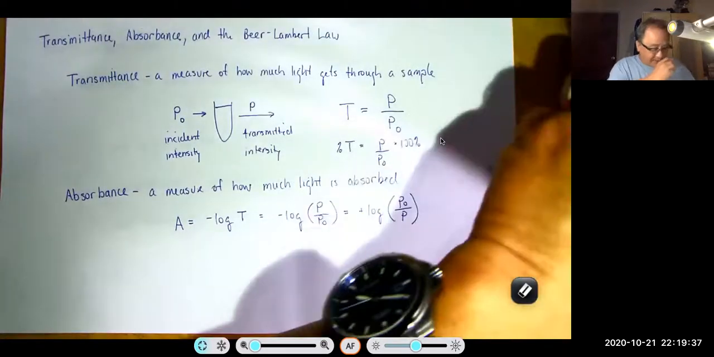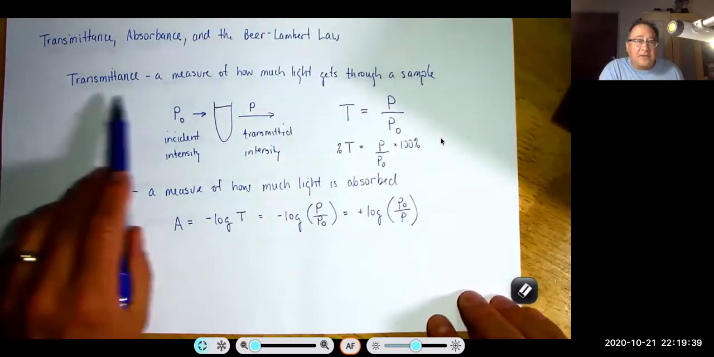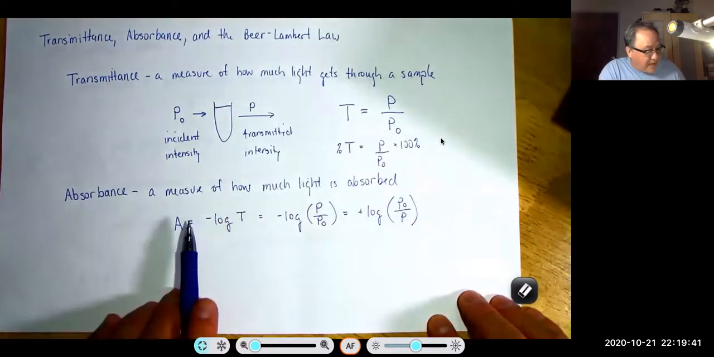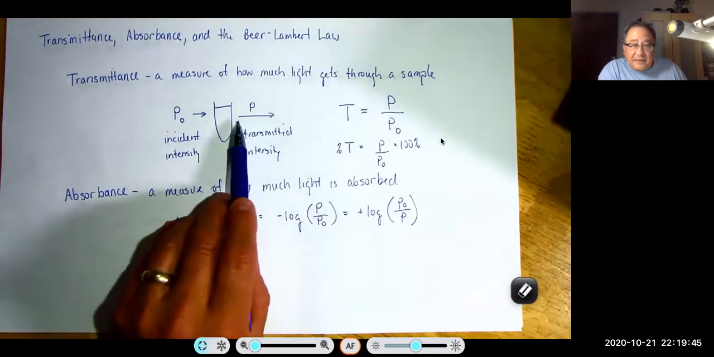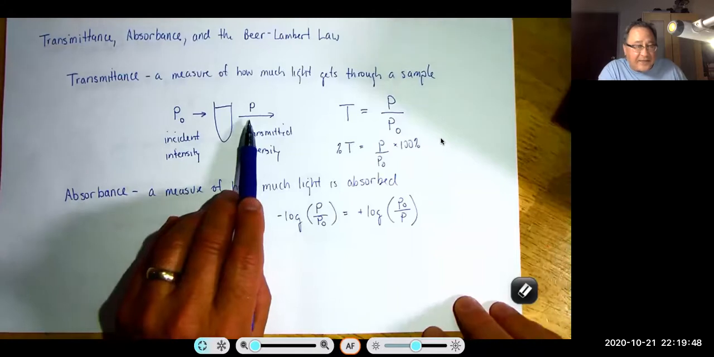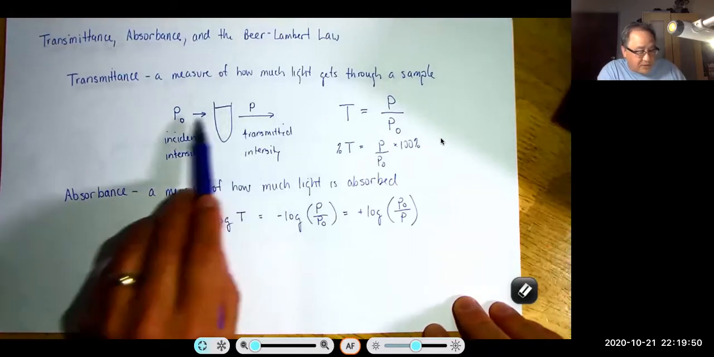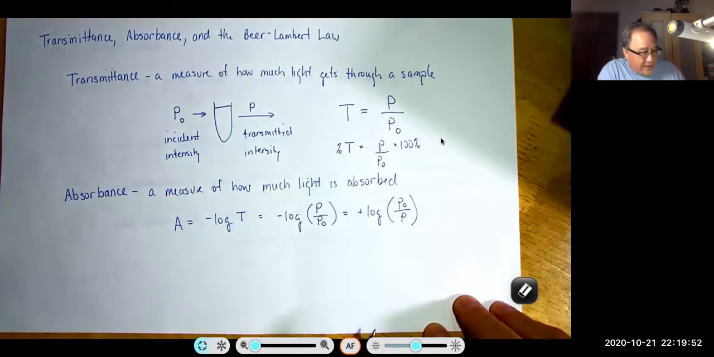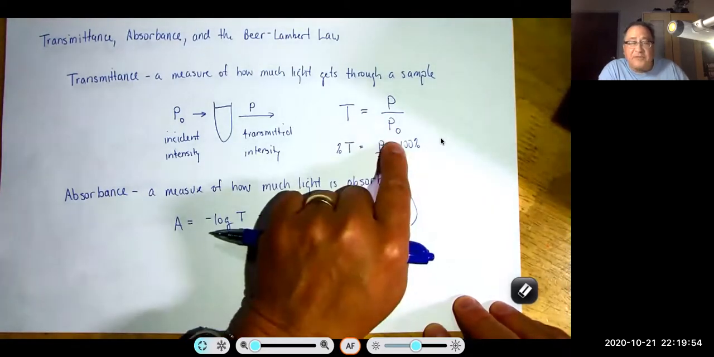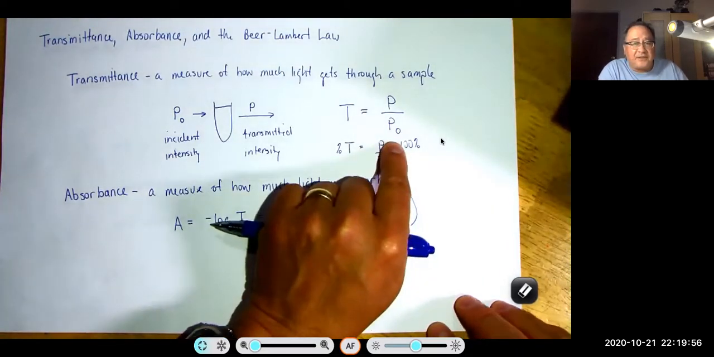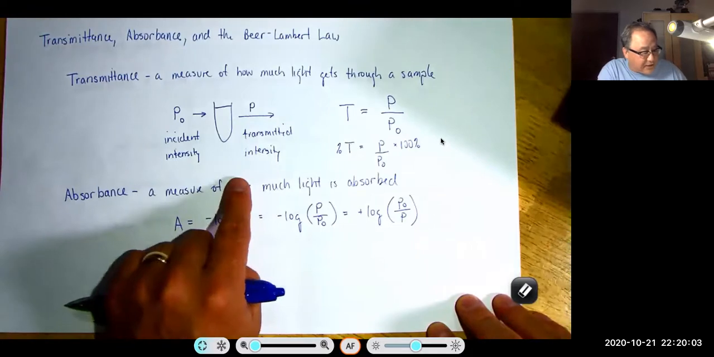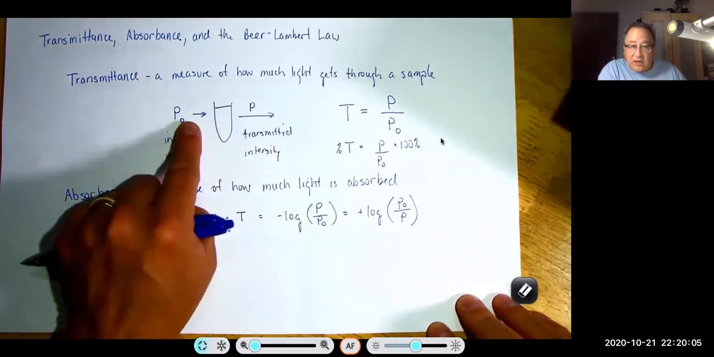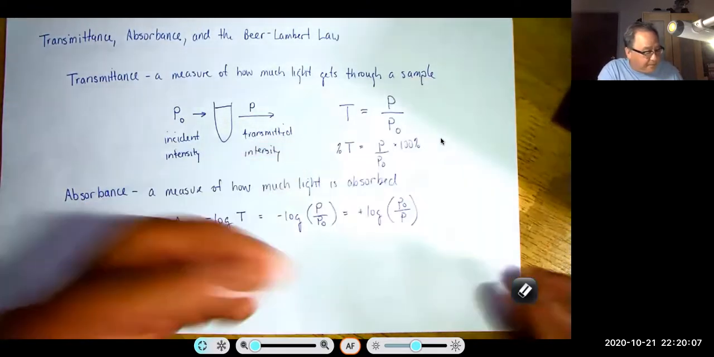So transmittance. Transmittance is a measure of how much light gets through a sample. If this is the incident light and its intensity, P0, and this is the light that comes out, the transmitted light and its intensity, P, the ratio of P to P0 is transmittance. The values for transmittance will range from 0 transmittance, meaning no light gets through, to 1, where all the light gets through. So if this is 20 and this is 20, all the light gets through. 20 over 20 is 1.